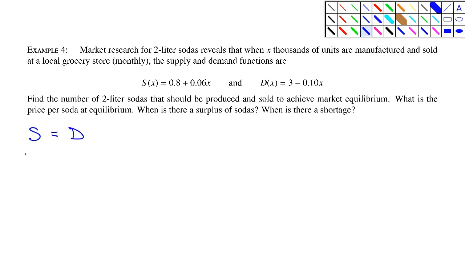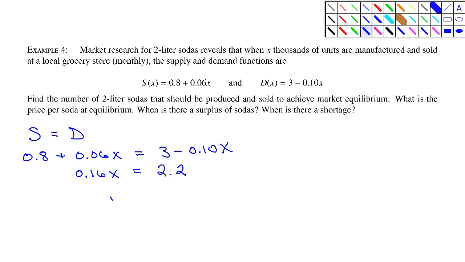All right, so if we want market equilibrium, we just set S equal to D. So we set these two equations equal to each other, and we solve for X. So I'm going to move the negative 0.10X to the left side. That gives me 0.16X. Then I'm going to move the 0.8 over, and that's going to give me 2.2. And so X is equal to 13.75.